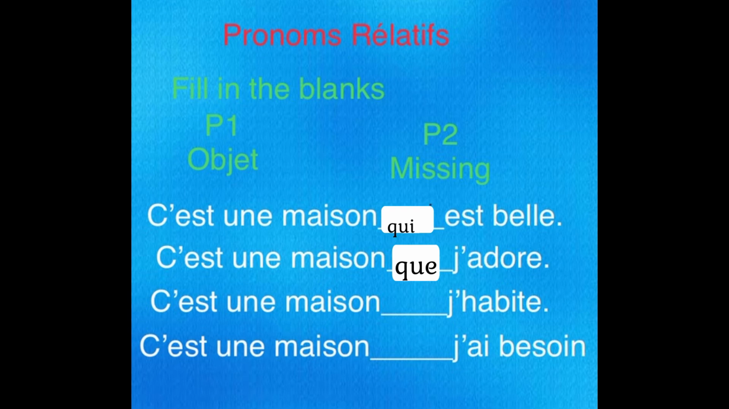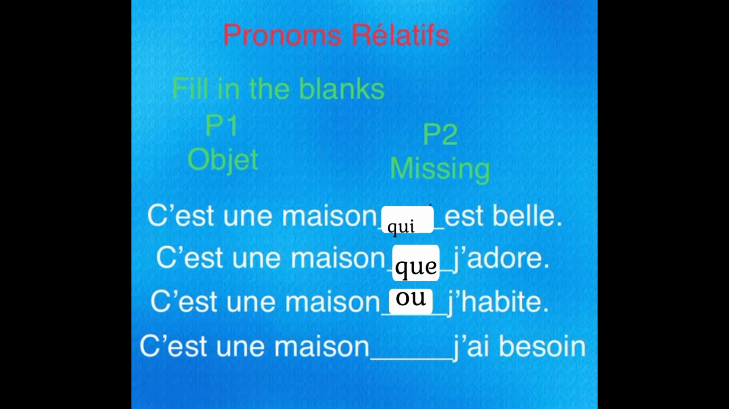Now I know that when an indirect object comes in phrase 2 and it refers to a place, the relative pronoun always uses où. So I'll fill où in the blank and it would translate into: this is a house where I live.